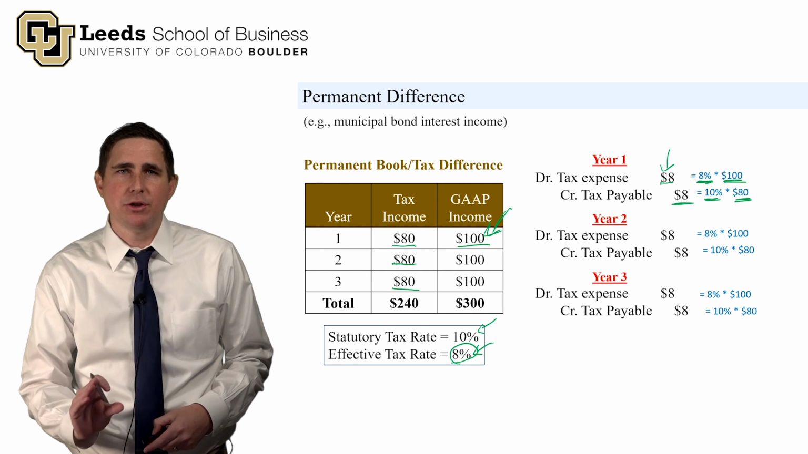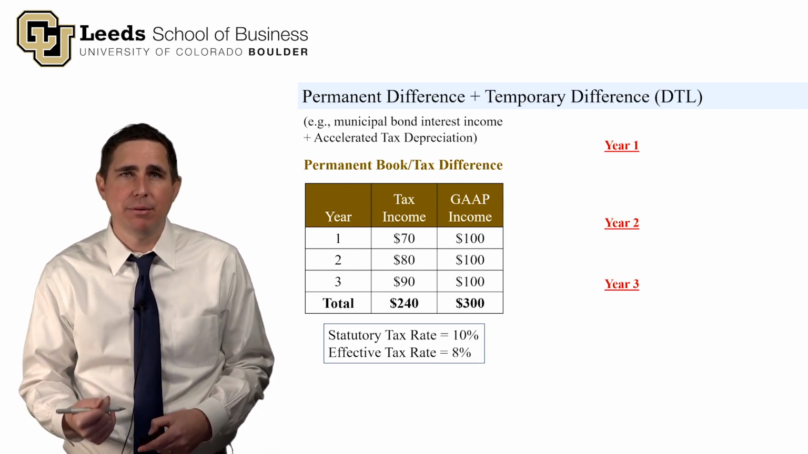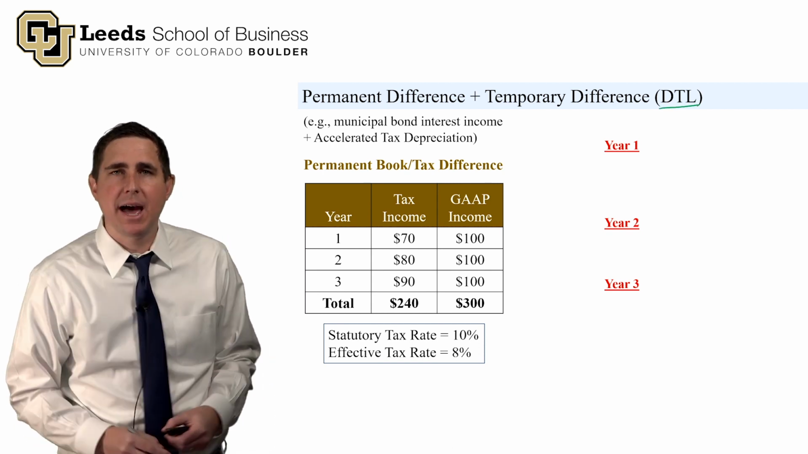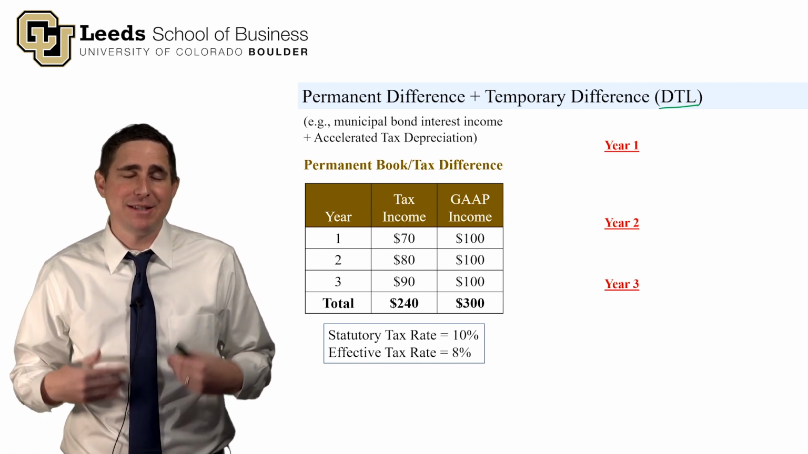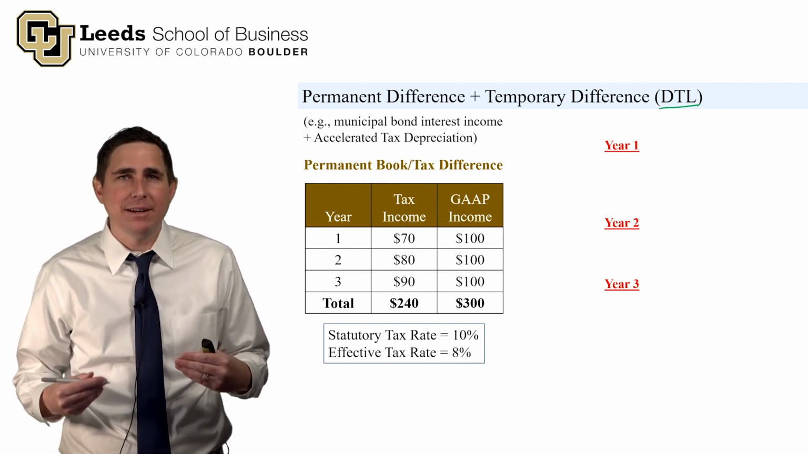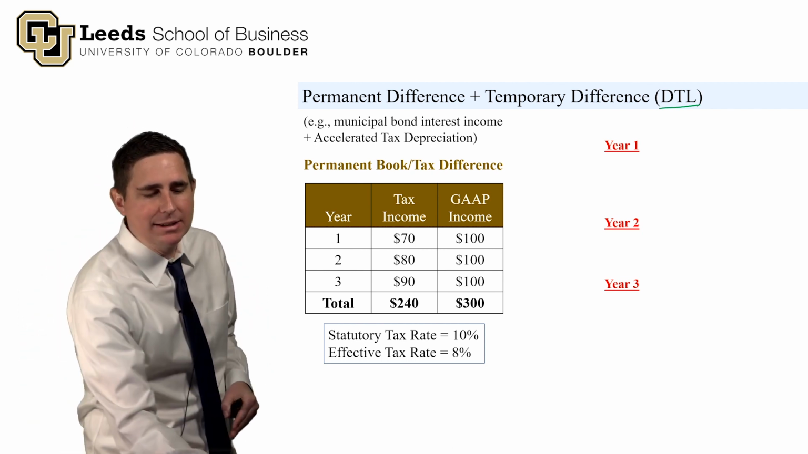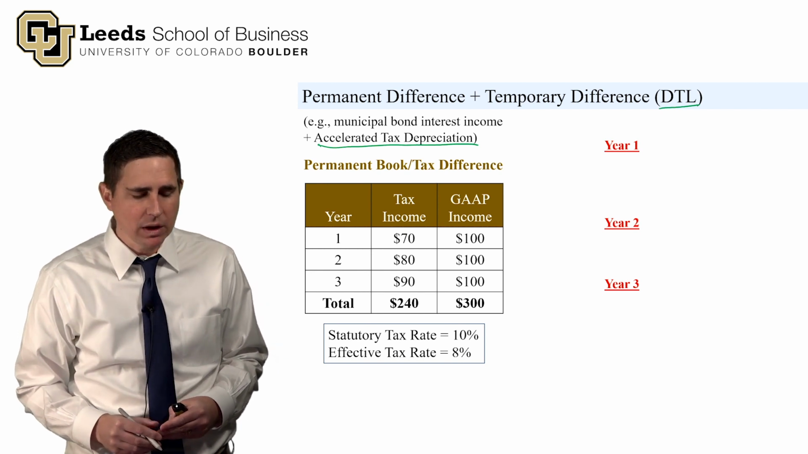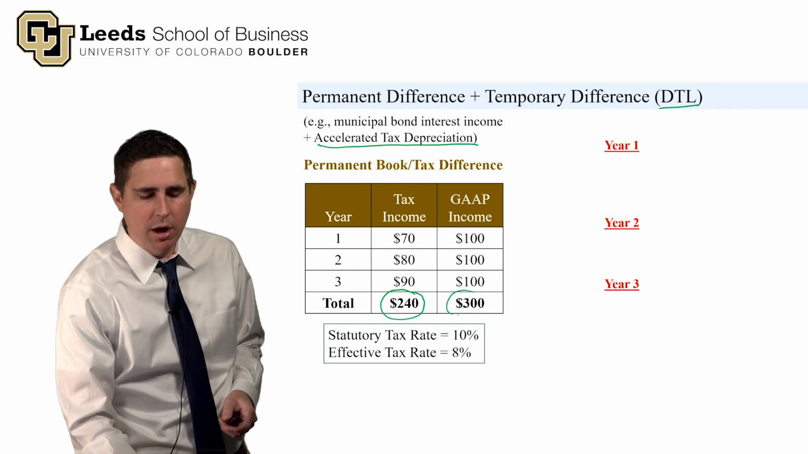Now, to this picture, what I'm going to add is a little complication. I'm going to add a temporary difference, and that temporary difference is going to give rise to a deferred tax liability. The reason it's going to give rise to a liability is because in the first year, we're going to need a credit to balance our journal entry, so it's going to create a liability. And what we're adding to this picture is accelerated depreciation on the tax return. So you can see that the total taxable income over 3 years is still $240 versus $300.